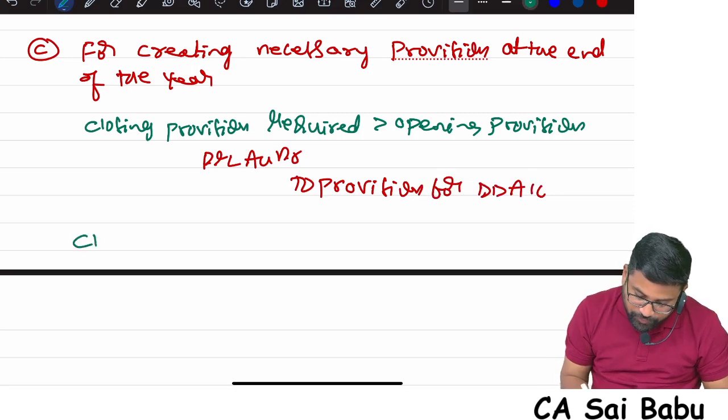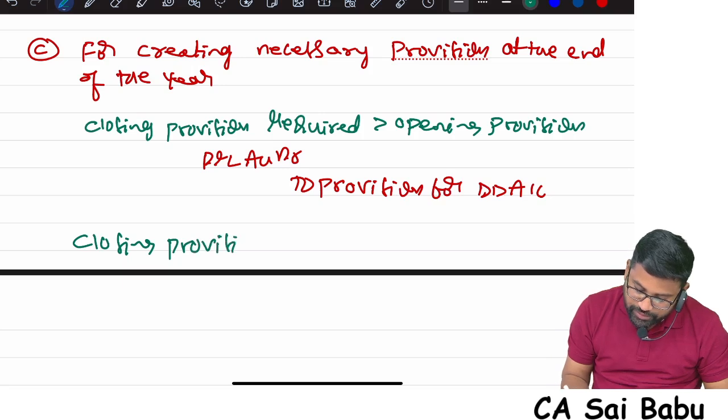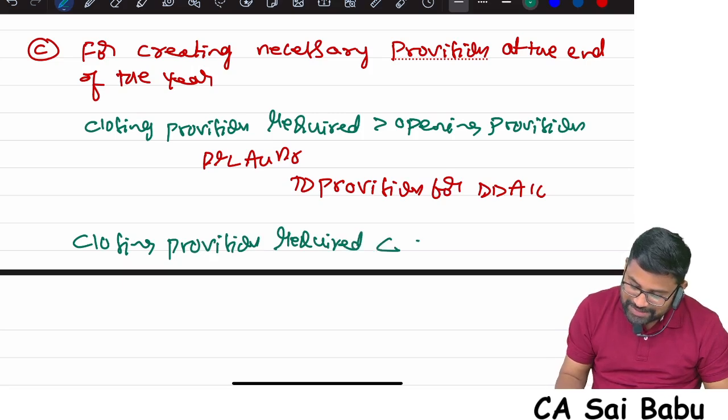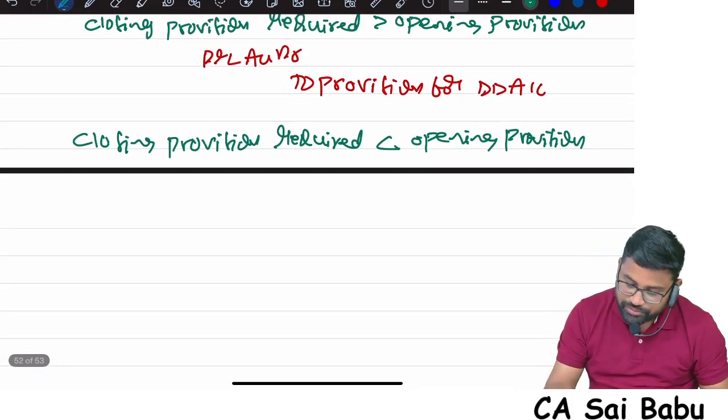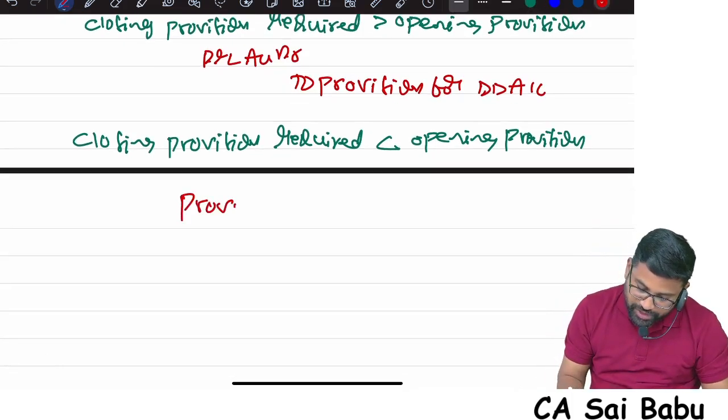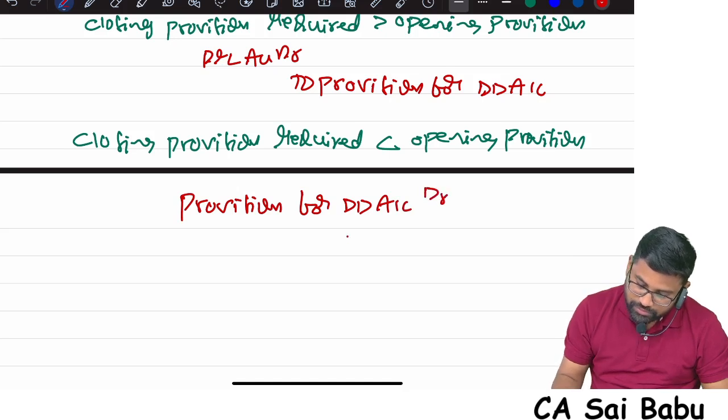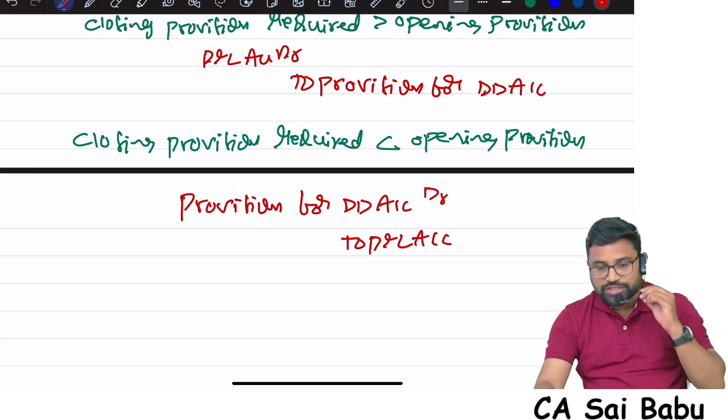Next one, if closing provision required is less than opening provision, then whatever the excess provision is, what do I need to do? Reverse. Provision for doubtful debts to P&L account.